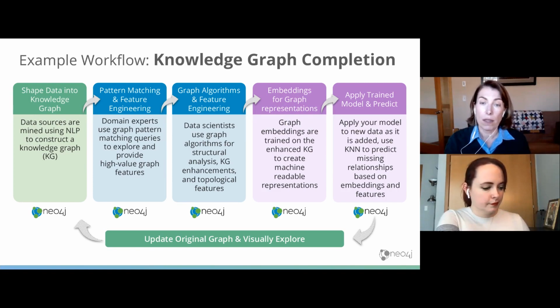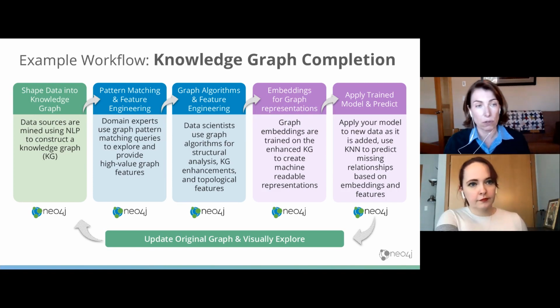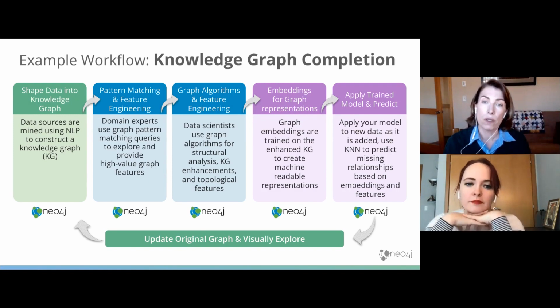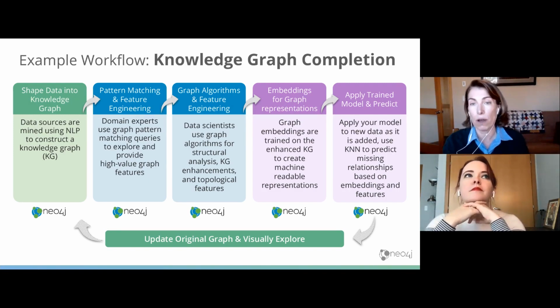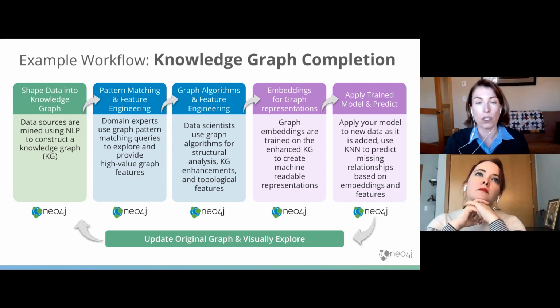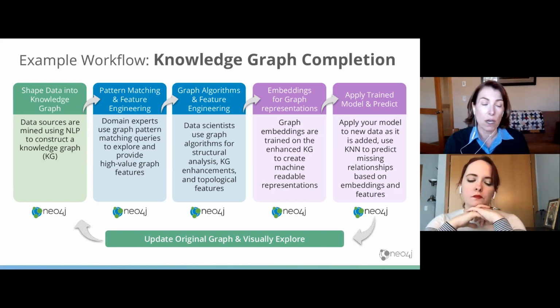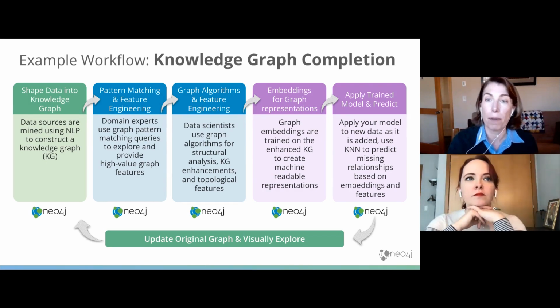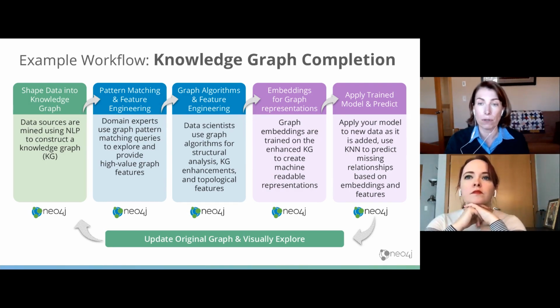And then in the next step, you might be looking at the embeddings, which is what Alicia focused on. You saw Alicia do several different types of embeddings in different ways, and use the embeddings to infer some relationships as well. You can train those and create those machine-readable representations, and store them in your graph itself, or in memory until you're ready to save them back. And then what you saw Alicia do finally is apply those trained models to make predictions.